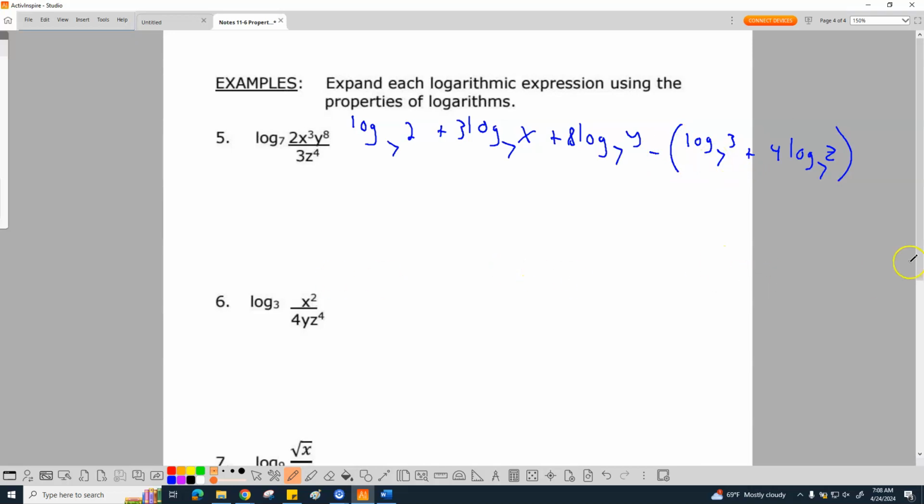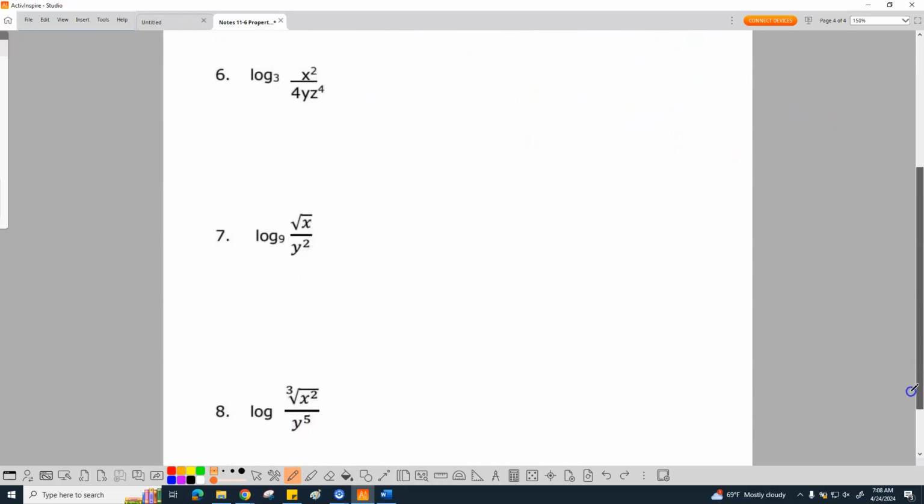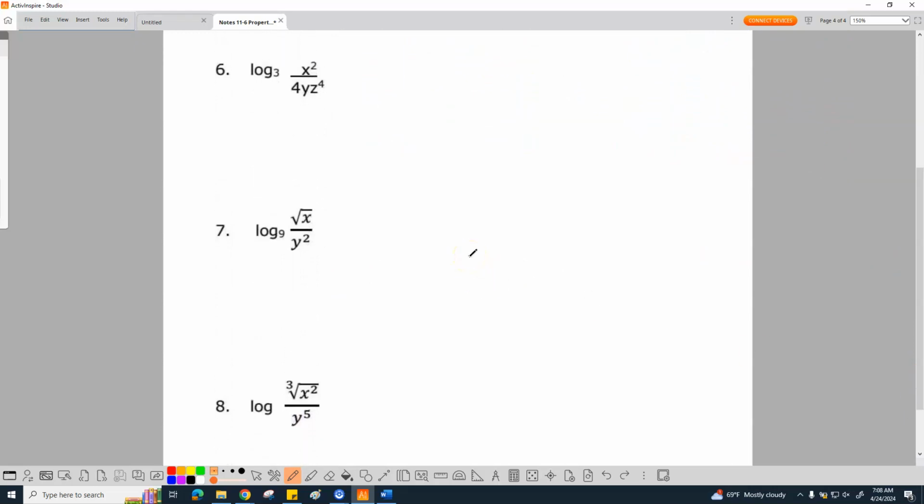So that's what I wanted to show you. I wanted to at least show you all of those there. I'm going to go ahead and rewrite number 7 and number 8 so you can see what we're trying to do. And this is what number 7 would be rewritten as. Log of 9 x to the 1/2 over y squared. So do you see how I turned that into that?